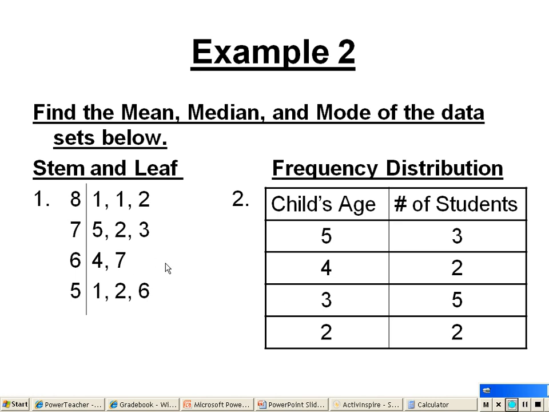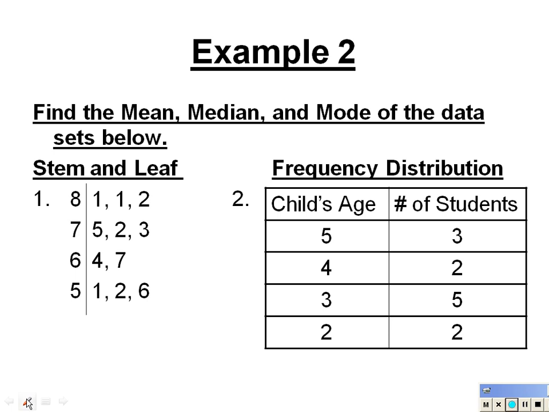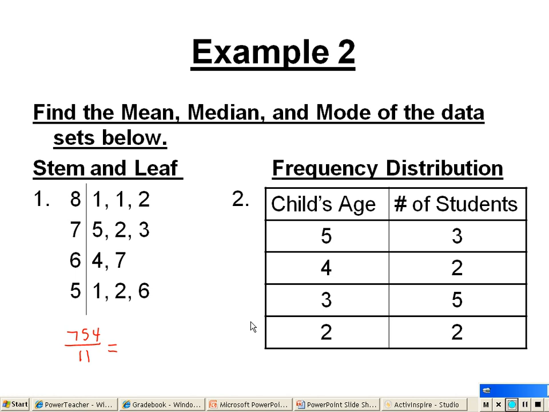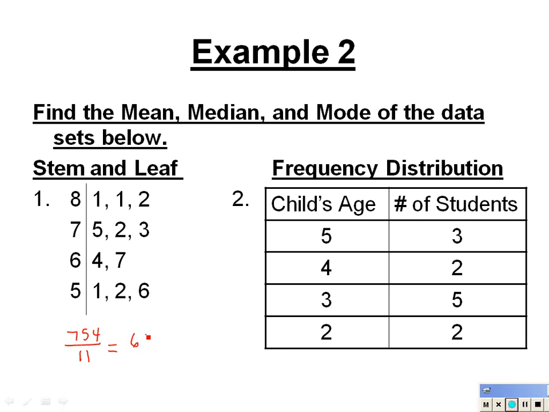Okay, well, after I add all those numbers together, I get 754. So to find the average, or the mean, we would divide 754 by how many numbers there are, and there's 11 of them. And it turns out there's about 68.5 as an average there. So that's our mean.